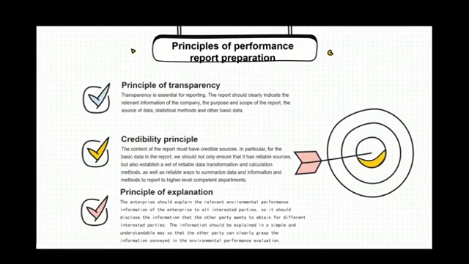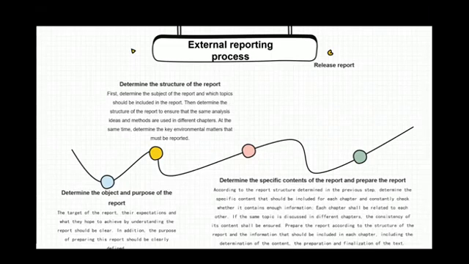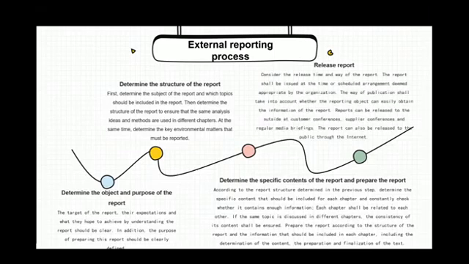The principles for preparing performance reports are transparency principle, credibility principle, and interpretation principle. External reporting process: determine the topics of the report and which topics should be included in the report. Consider when and how to publish the report. Determine the specific content of the report and prepare the report.